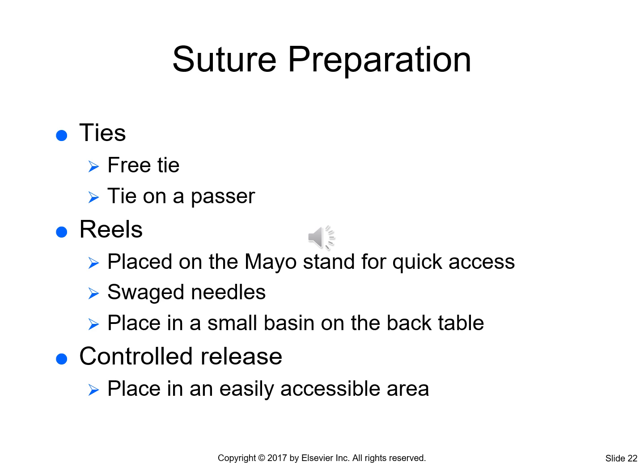We also have reels, and I'll show you what a reel looks like. It looks like a little wheel, and it's got suture material in it, so you can spin it off the wheel and cut it as you're using it to tie off vessels and so forth. Reels should always be placed on the Mayo stand for quick access. Obviously, if you're doing swaged needles, if you're doing a needle suture passer, basically it's just loading a needle on a needle holder and using it that way. And then sometimes these things can be placed in a small basin or on the back table.